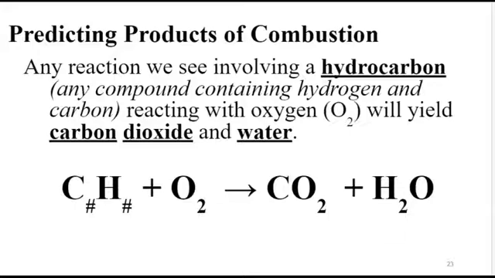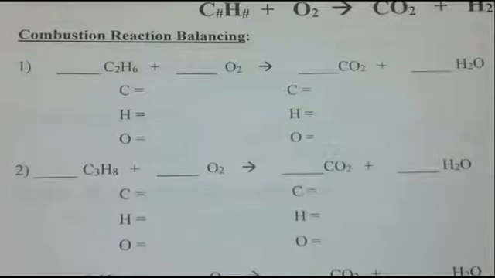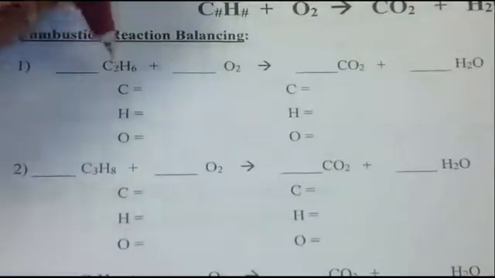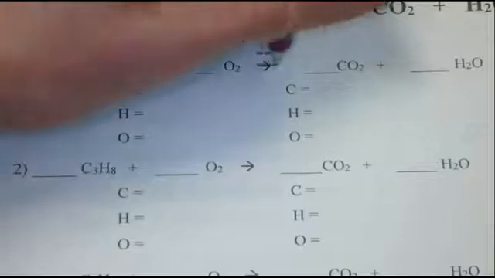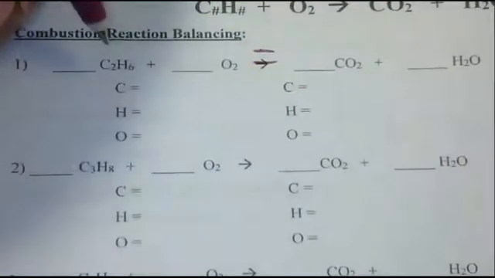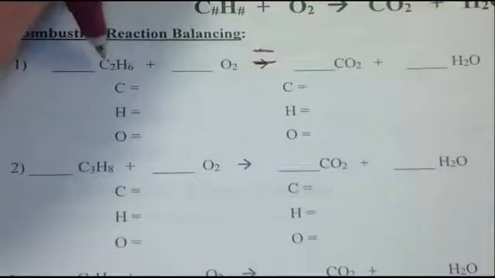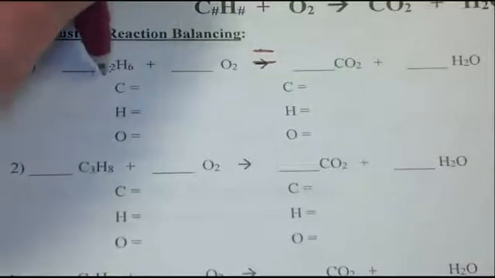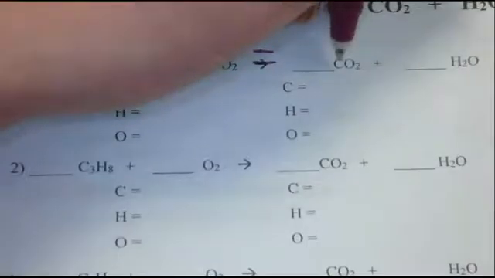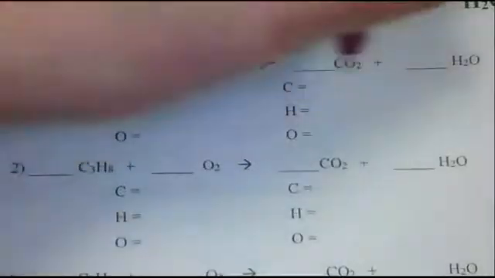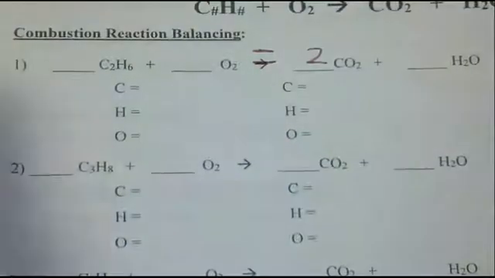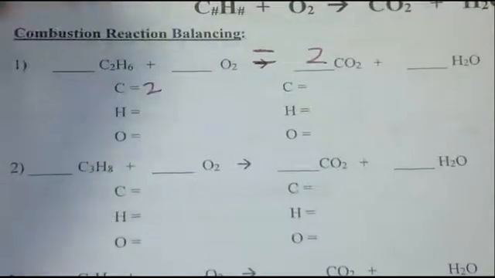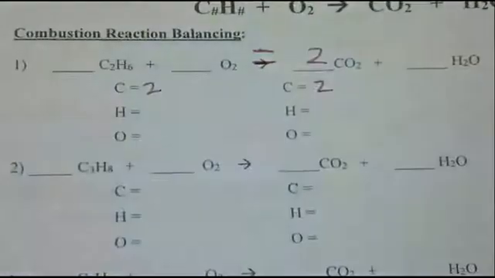So let's take a look. We're going to switch over to the document camera. Here we go. We're going to solve in CHO order. I'm going to start with my carbons. Remember, change that arrow to an equal sign because the left and the right sides are equal. On the left, I have 2 carbons. On the right side, I have 1. So I'm going to change this by putting a coefficient of 2. So now on each side, I have 2 carbons and 2 carbons.